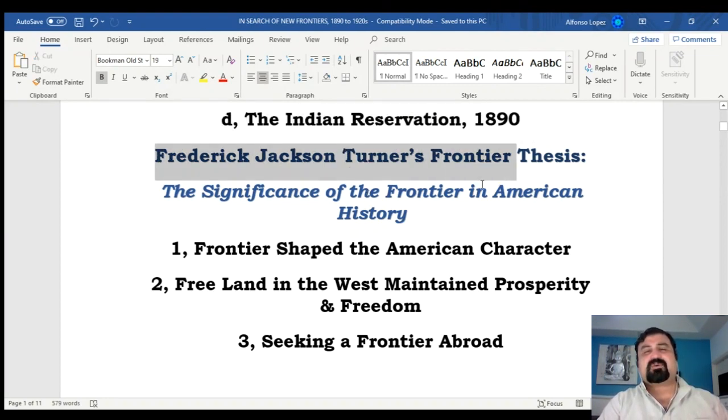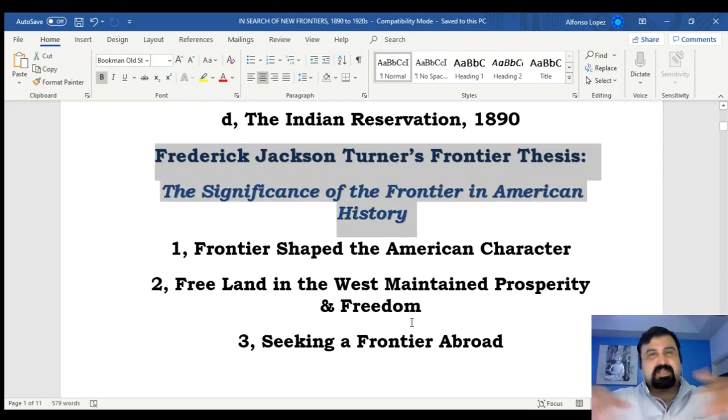So once again, this is important because it was given as an official announcement in the United States by governmental officials saying, we hereby declare the frontier to be closed. There's no more land to the west because we have reached the Pacific Ocean.